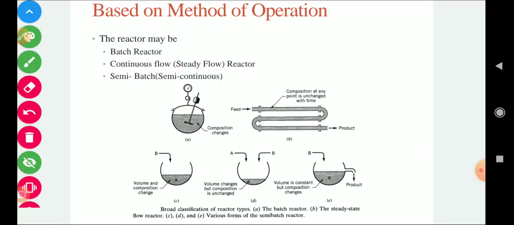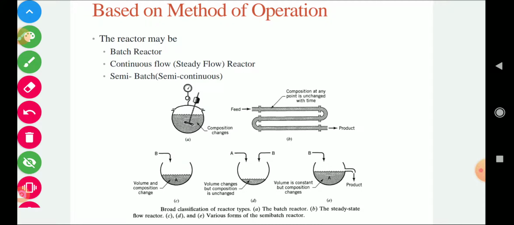You can see in this example, in a batch reactor there is no inflow and outflow of material. We simply inject raw material into the reactor and then close the reactor and allow the reactants to react for a particular time period, and after the required amount of conversion is achieved, we simply take out the product from the reactor.